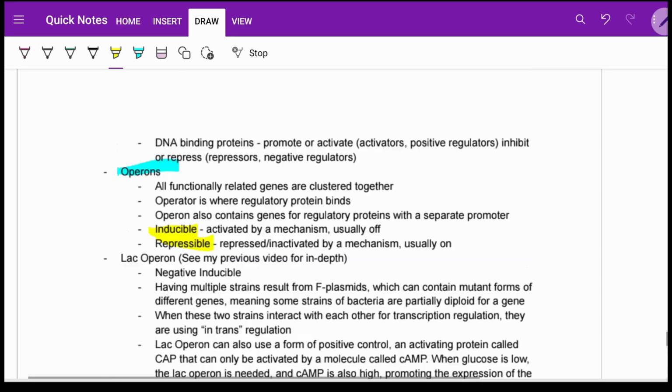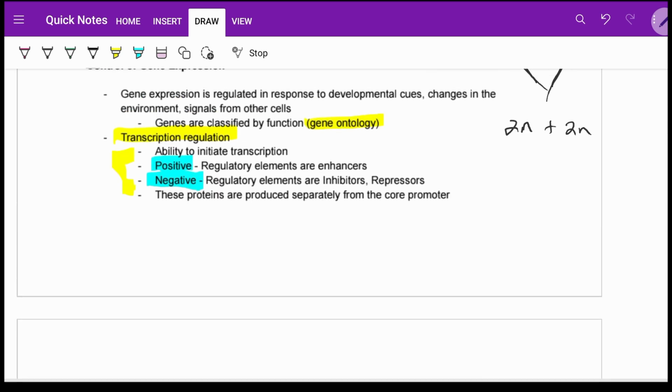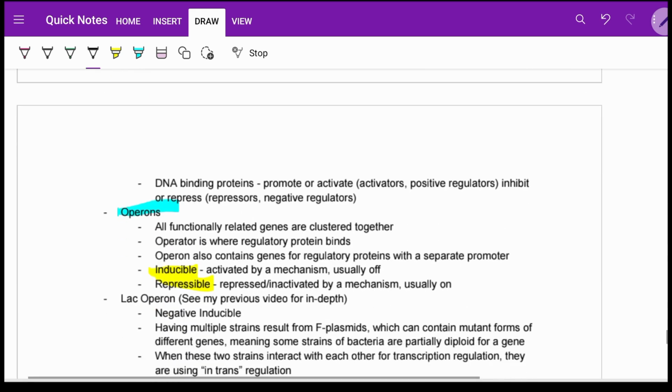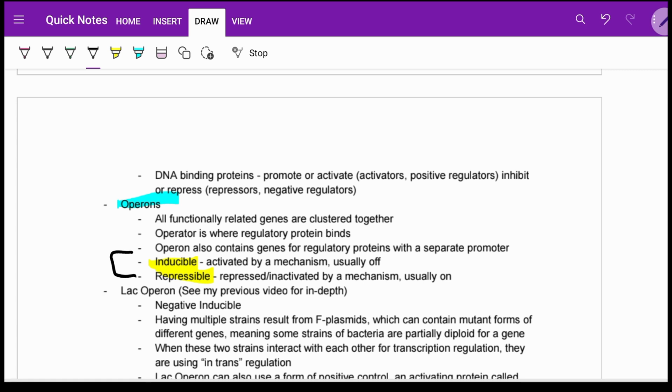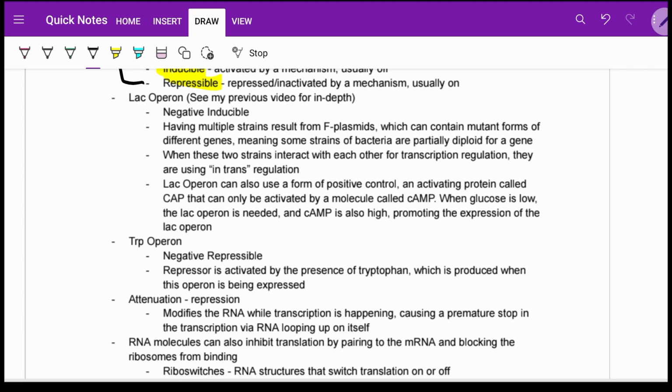So combining this terminology is key, and you probably know that. We have the lac operon. Again, I go into a lot more detail in my previous video, but since I've already made one, I'm not going to go into detail here, but it is negative inducible.